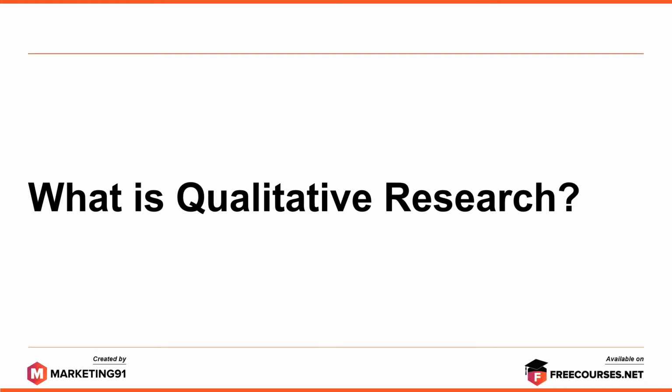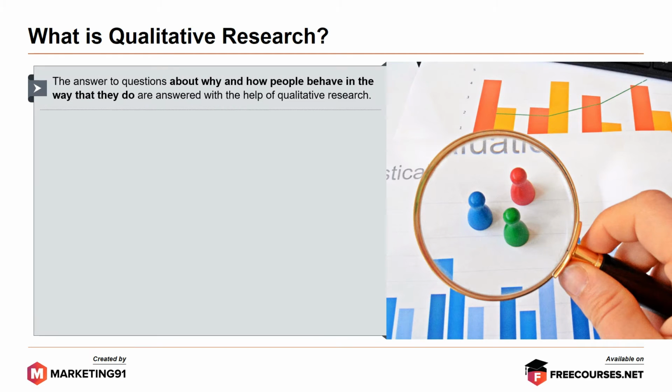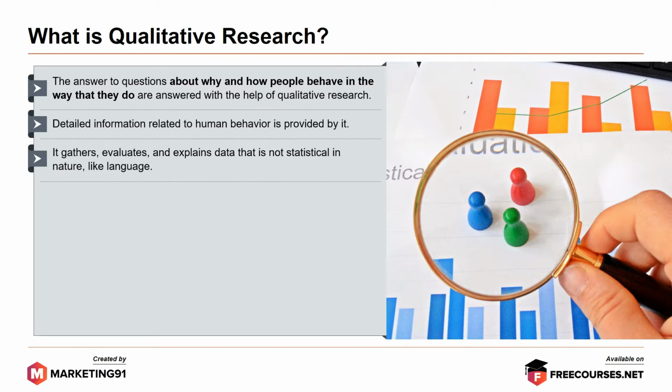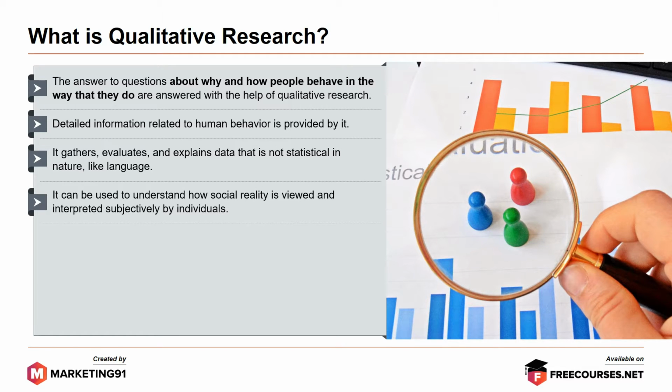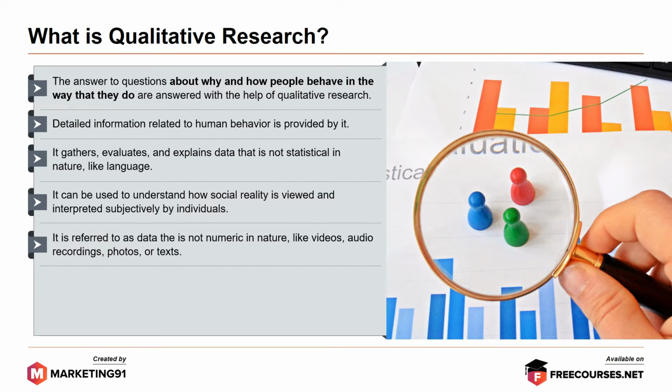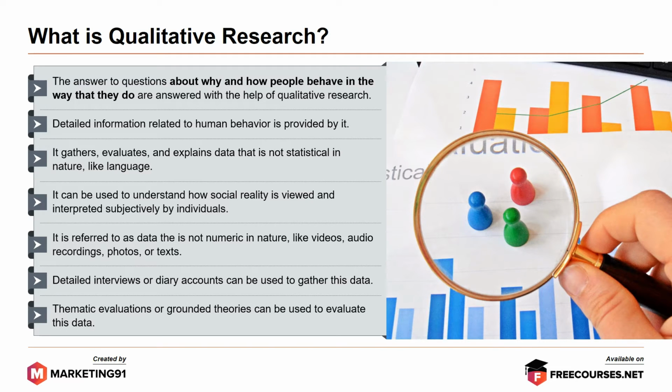Moving on to what is qualitative research. The answer to questions about why and how people behave in the way that they do are answered with the help of qualitative research. Detailed information related to human behavior is provided by it. It gathers, evaluates, and explains data that is not statistical in nature, like language. It can be used to understand how social reality is viewed and interpreted subjectively by individuals. It is referred to as data that is not numeric in nature, like videos, audio recordings, photos, or text. Detailed interviews or diary accounts can be used to gather this kind of data. Thematic evaluations or ground theories can be used to evaluate this data.